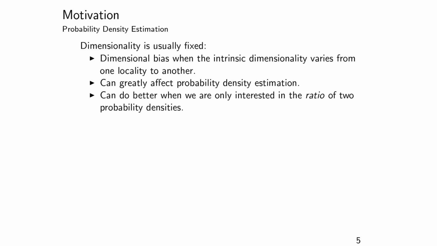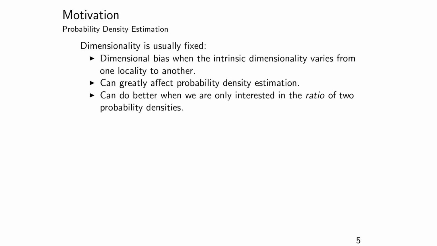So this means that in modeling, dimensionality is usually fixed. And when the dimensionality is fixed, we inherit dimensional bias when the intrinsic dimensionality is allowed to vary from one locality to another. These issues can greatly affect, in a negative way, probability density estimation.